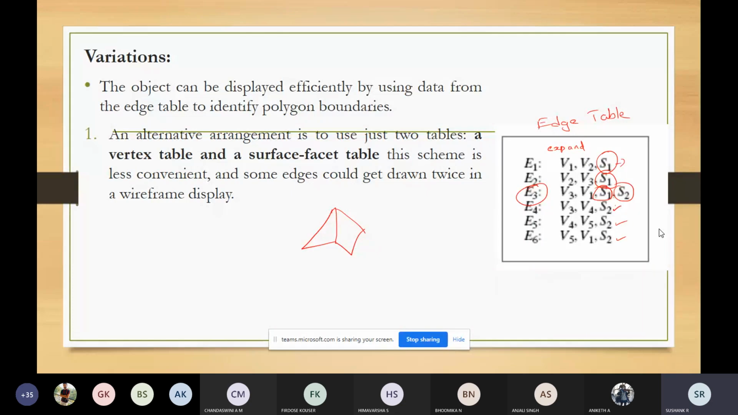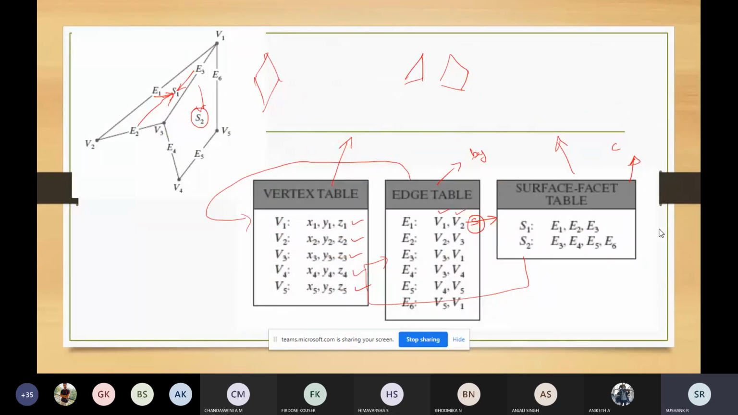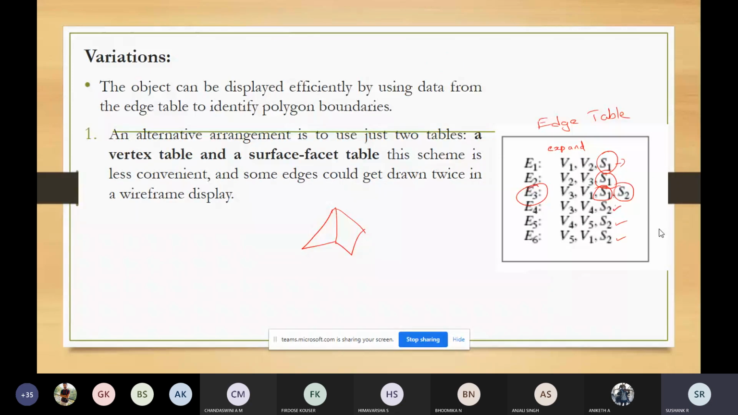Any doubt here? You can check that the same table has been modified to identify the common edges. So this is one way of identifying the common edges. This data will give us the common edge. Any doubt here?